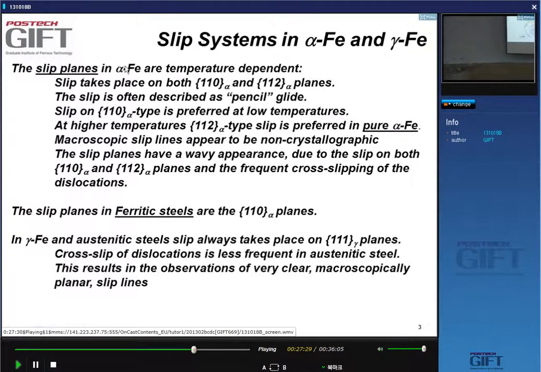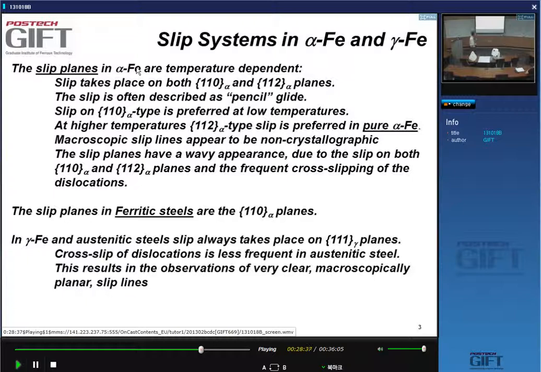Right. Well, before I say this, let's just say something about the slip planes in alpha iron. So first of all, in pure alpha iron, I'm not talking about steels, okay? So don't say that I said something about steel. But in alpha iron, if you take a pure single crystal of alpha iron, the slip plane is actually temperature dependent. At low temperature, in single crystals of alpha iron, you get 110 slip. When you increase the temperature, it's 112 slip. And of course there is a domain where both 110 and 112 slip occurs, so you can get frequent cross slip on all these planes.